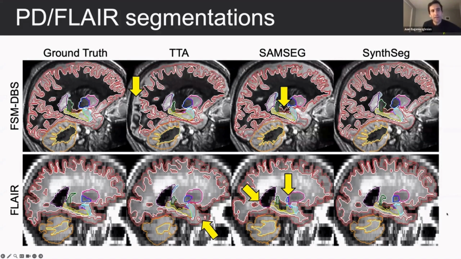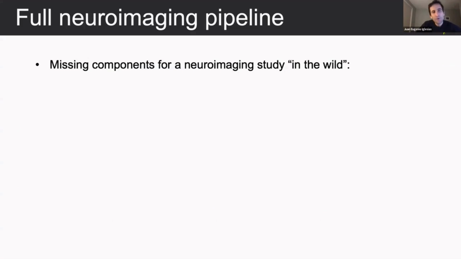So when we had SYNTSEG up and running, the next step was, okay, let's use it to run neuroimaging studies, right? But then we realized that we still were missing a bunch of components to run a study in the wild, with data straight from the PACS. One was that we still needed a bit more robustness. SYNTSEG every once in a while will blow up, especially with, for example, limited fields of view, which happens all the time in clinical imaging.